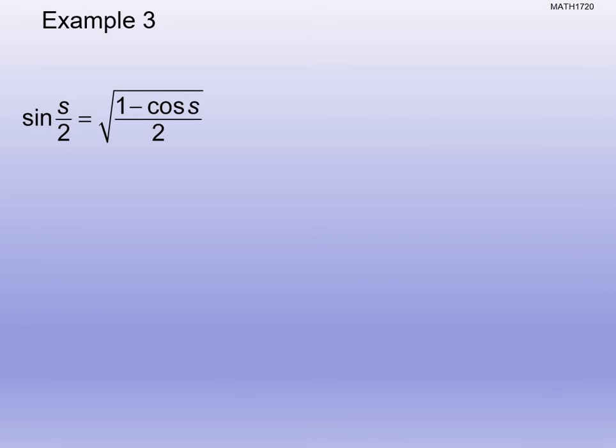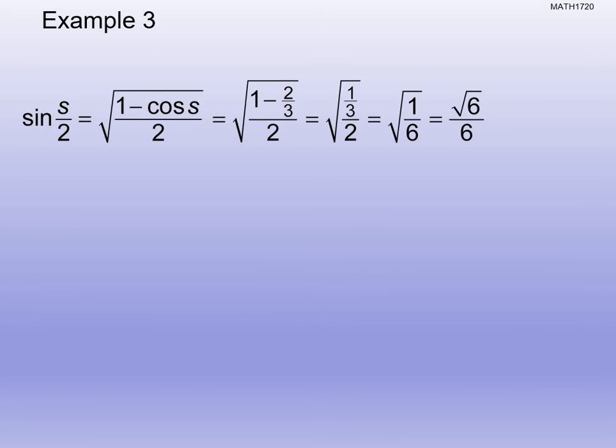by 2. Well, we know what cosine of s is. It's given to us as 2/3 in the problem. So I'm going to write sine of s over 2 is equal to the square root of 1 minus 2/3, over 2. You're going to simplify that down, rationalize the denominator, and when you work through all the algebra, we're going to get square root of 6 over 6. So the half angle, sine of s over 2, is equal to square root of 6 over 6.